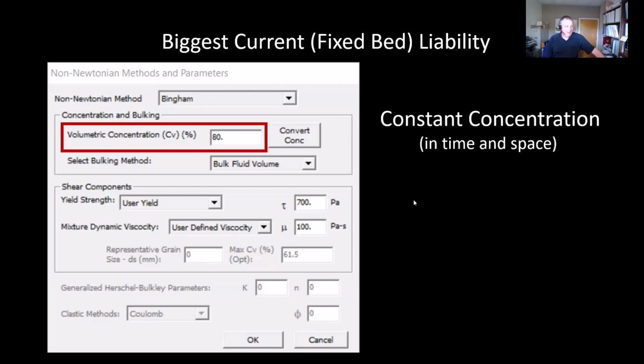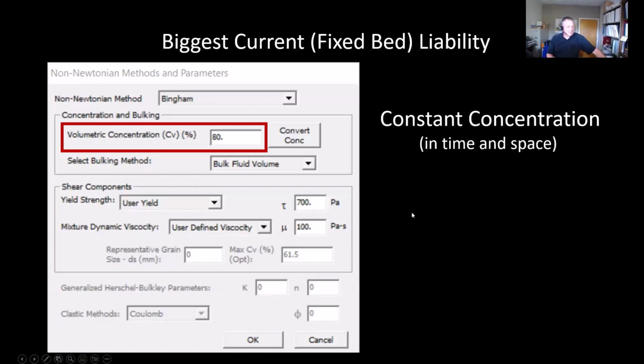And that's not fun. Lots of people, especially with these mine tailing dam failures, you want to be able to mix high concentration fluid with water, the stuff that, again, Dr. O'Brien was talking about in Flow 2D. And I will say you have a constant concentration in the fixed bed model.